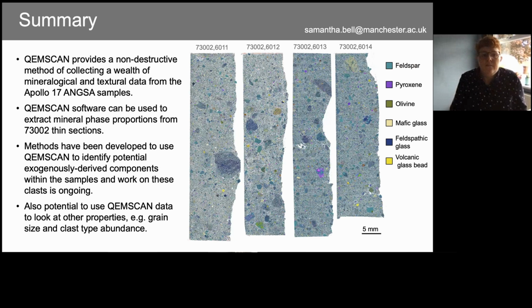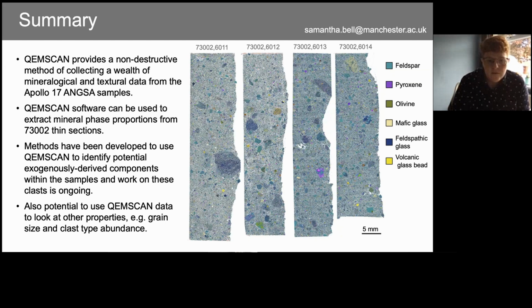So in summary, hopefully we've shown that ChemScan is a really useful method, and I guess most importantly for the ANGSA samples, it's a non-destructive method of gaining a wealth of mineralogical and textural data from these samples, and it could be applied to other samples as well.